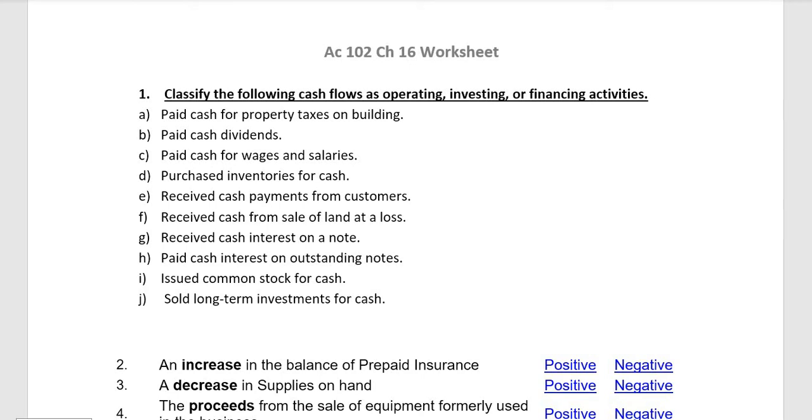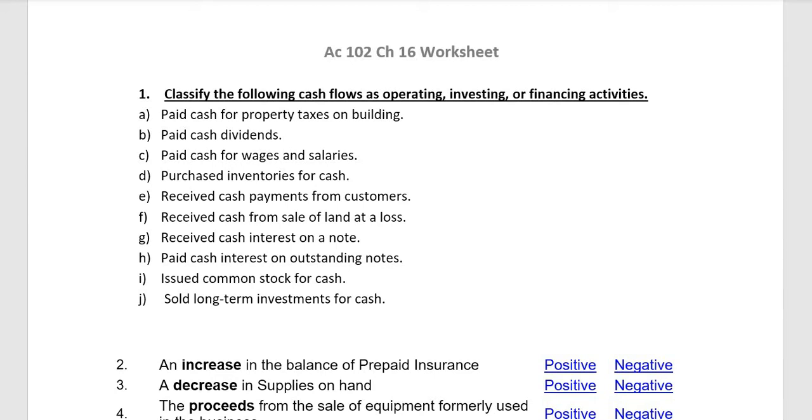Well, let's see if we can apply a little bit about the indirect method that we just learned. If you haven't done so yet, please pause this and print out the Chapter 16 worksheet that you'll find on Blackboard. And it would be best if you gave it a try. Come on back when you're done.